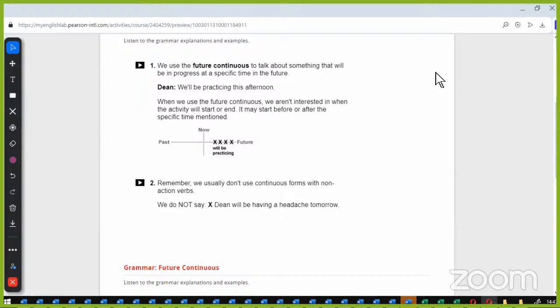We use the future continuous to talk about something that will be in progress at a specific time in the future. We'll be practicing this afternoon. When we use the future continuous, we aren't interested in when the activity will start or end. It may start before or after the specific time mentioned. Okay, remember.